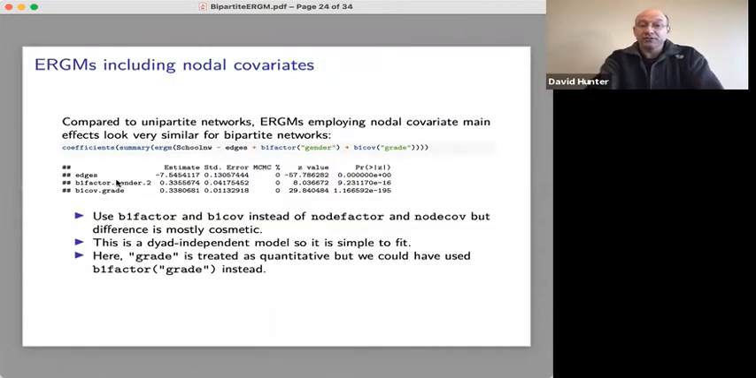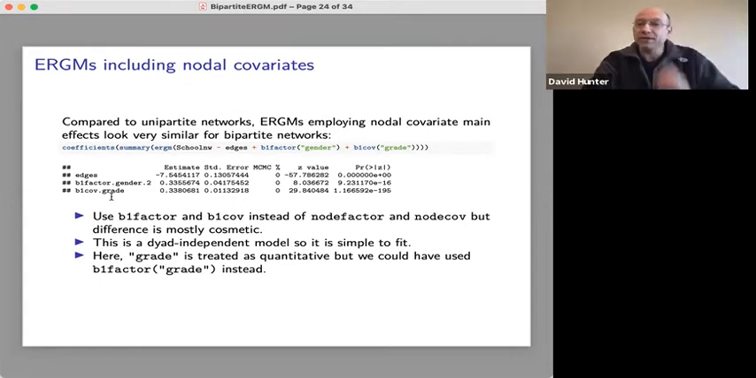So let's look at a simple ERGM fitted in the ERGM package to the school network data set. In this case, we're simply looking at b1factor of gender and b1cov of grade. So we're looking at covariates that are measured on the nodes, gender being one of them, grade being another. And this particular network model has only three terms: edges, and then these two main effects of gender and grade.